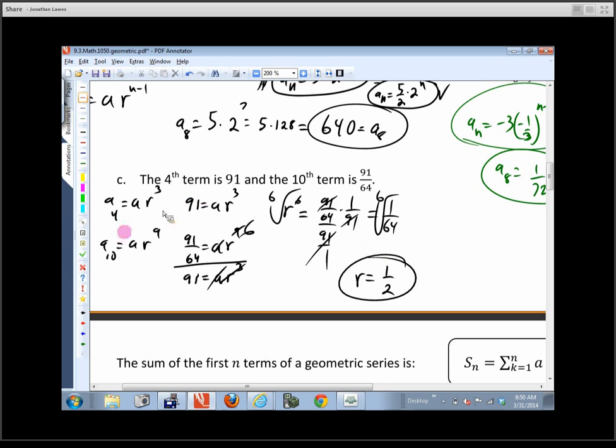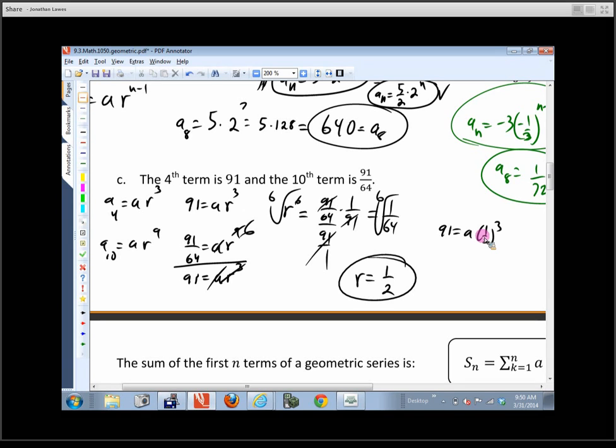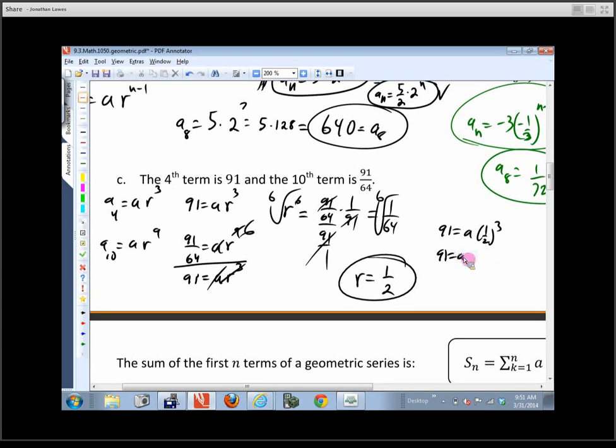I need to plug it into one of these in order to figure out what the first term is. So I'm going to plug that in right here. So this is going to be 91 equals a times 1/2 to the third. And let's see, is that 728? Okay, so this is 91a, this is 1/8. So I multiply both sides by 8. So a is equal to 728.